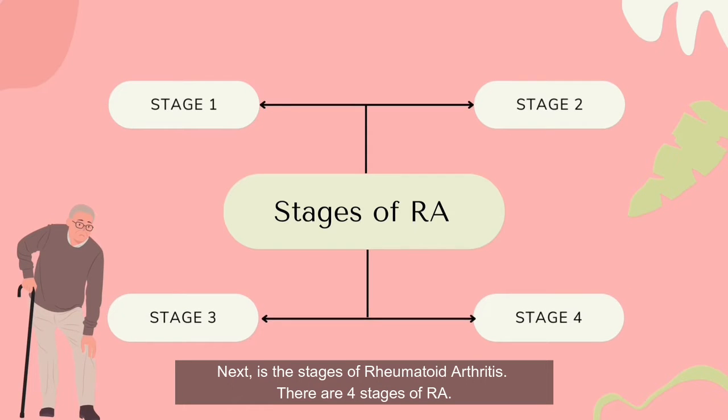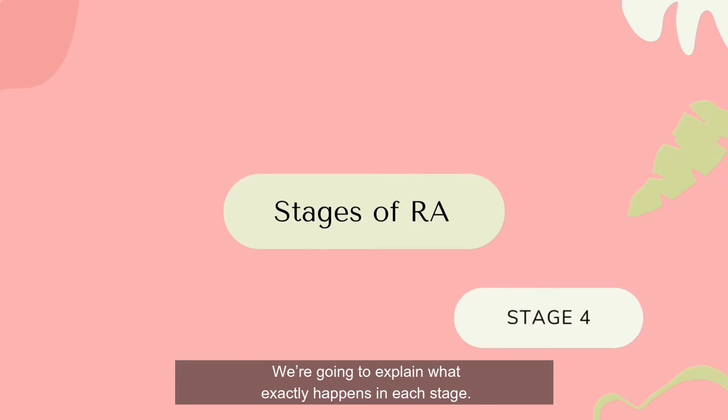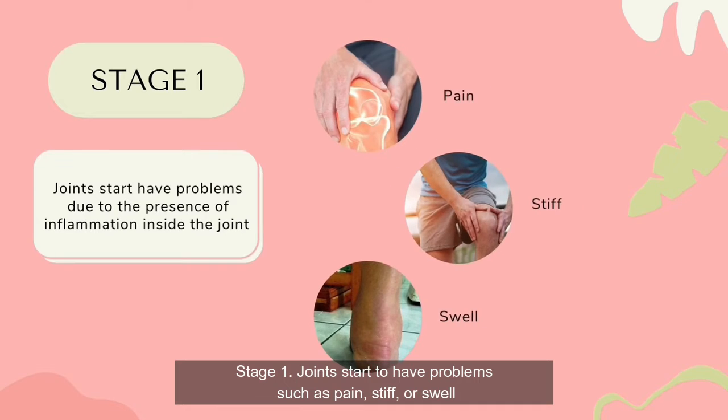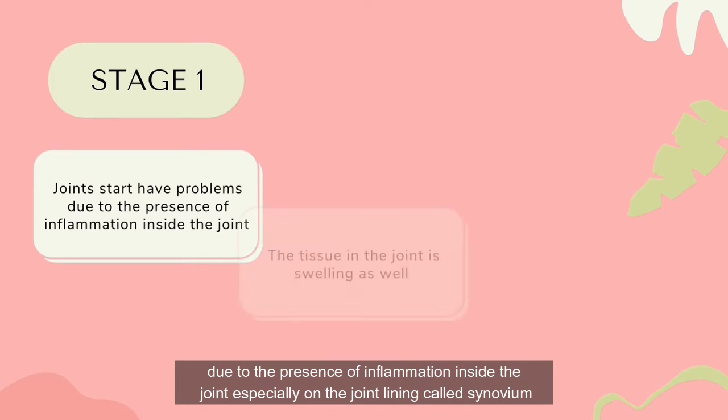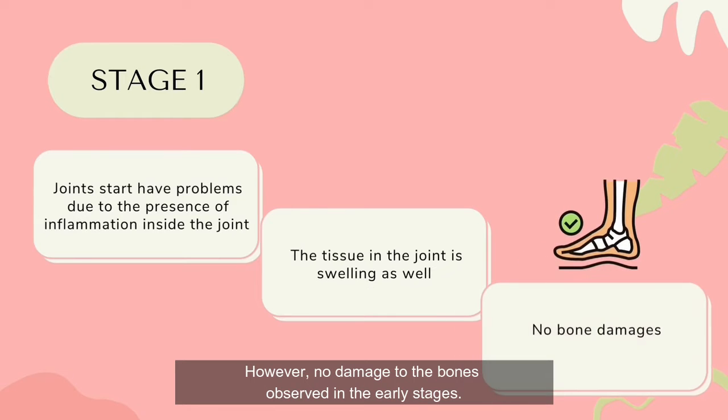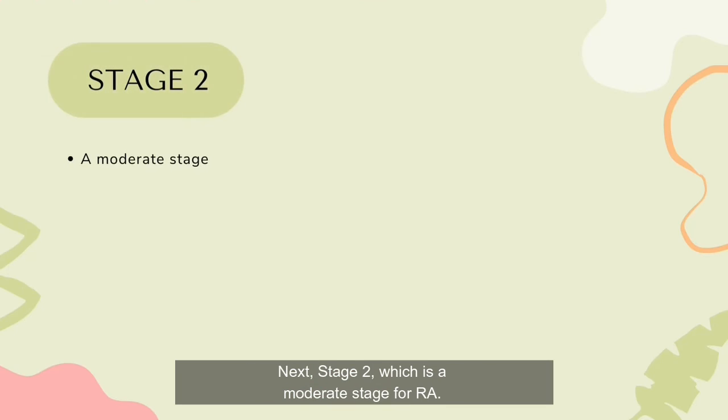Next, the stages of rheumatoid arthritis. There are 4 stages, and we're going to explain what exactly happens in each stage. In stage 1, the joints start to have problems such as pain, stiffness, or swelling. This is due to the presence of inflammation inside the joint, especially on the joint lining called the synovium. The tissue in the joint is swelling as well, but there is no damage to the bones observed in the early stages.